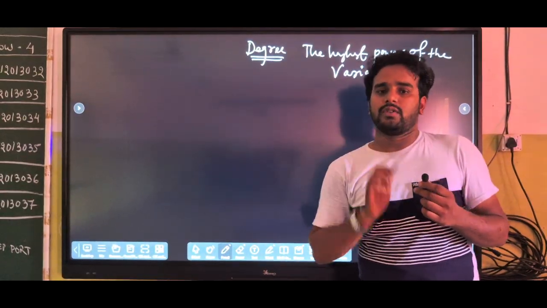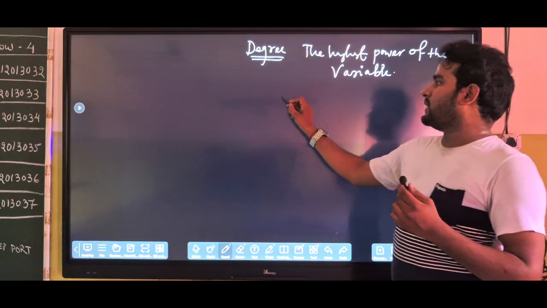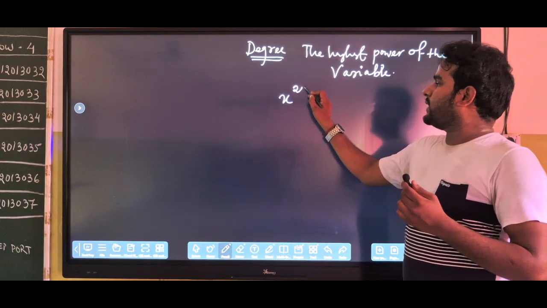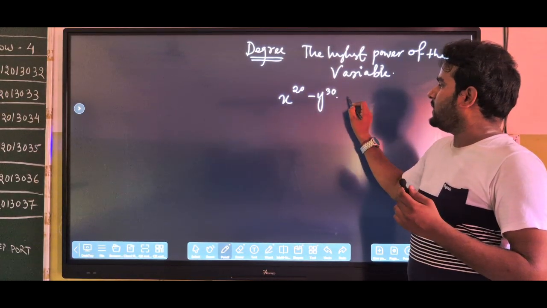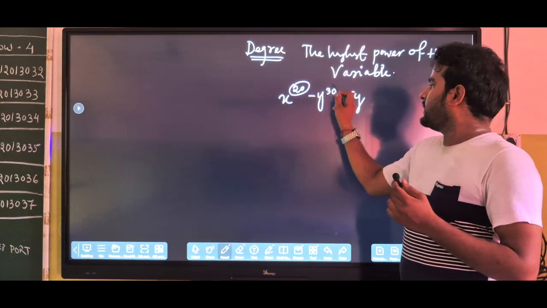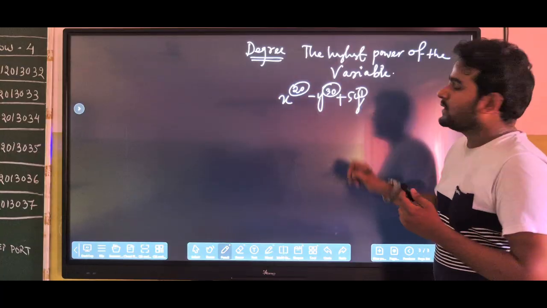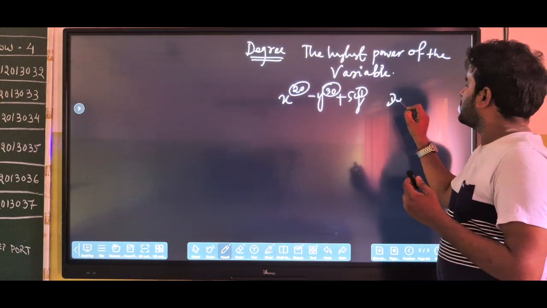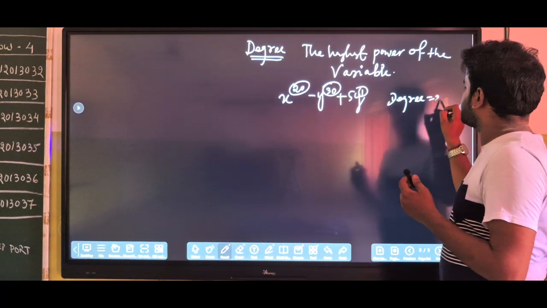सबसे ज़्यादा exponent जो होगा वो होगा उसका degree. Let us take one example. Let it be x to the power 20 minus y to the power 30 plus 5y. So what is the largest number here among 20? Here it is 30. Here it is 1. So largest is 30. So degree becomes 30.